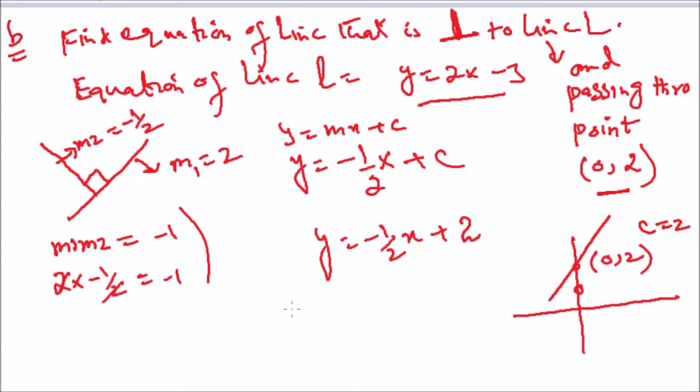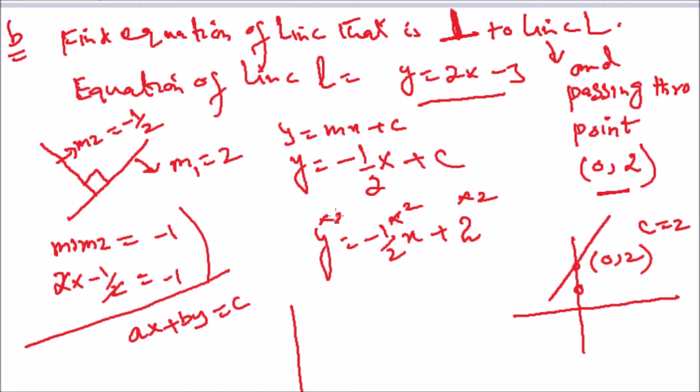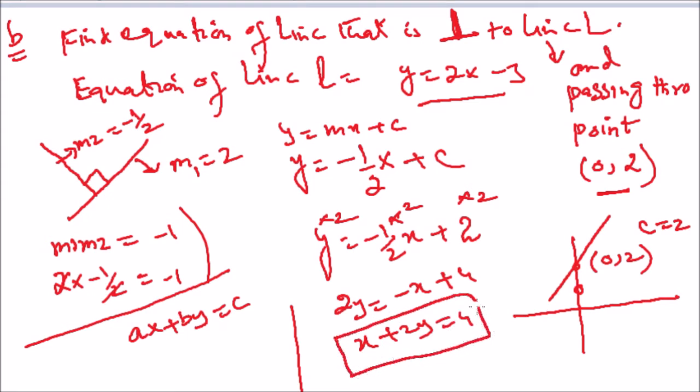Now here there's a very important thing. Sometimes they ask you to give the answer in the form ax plus by is equal to c. If they tell you this, make this simple. Remove the fraction sign, multiply everything by 2. So we get 2y, minus x, and 4. Now bring x to this side, so x plus 2y is equal to 4. That is the equation of the new line, which is perpendicular to line L.